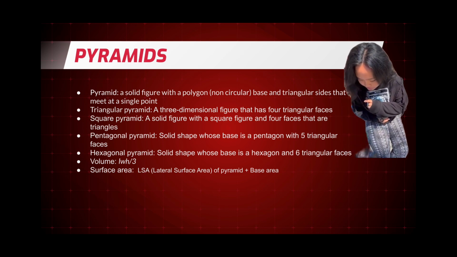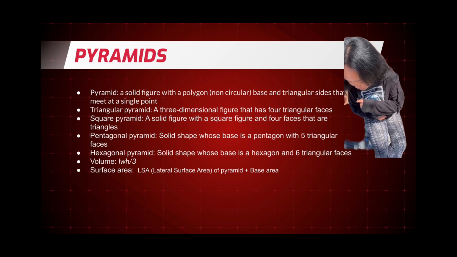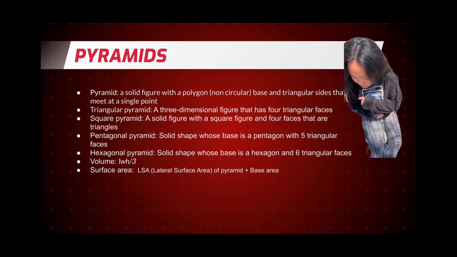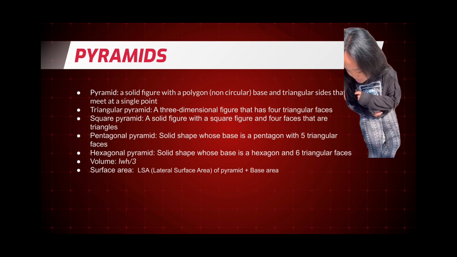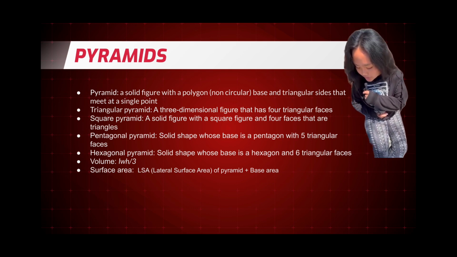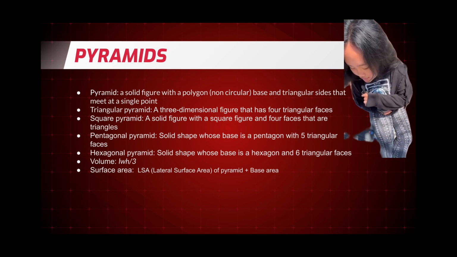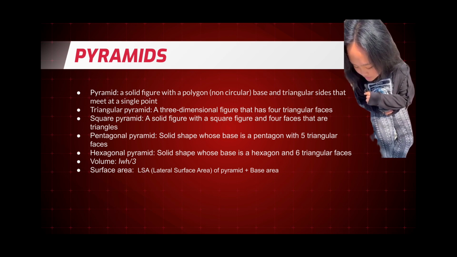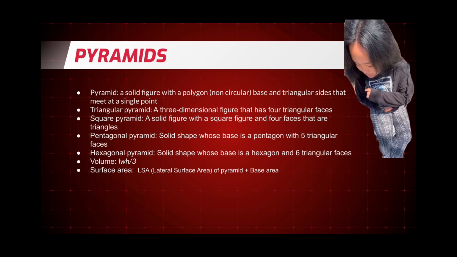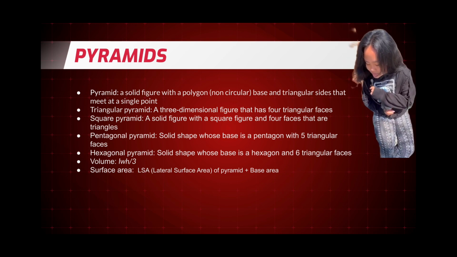The pentagonal pyramid, which is a solid shape whose base is a pentagon with 5 triangular faces. And the hexagonal pyramid, which is a solid shape whose base is a hexagon and 6 triangular faces. To find the volume of the pyramid, you have to do length times width times height divided by 3. And to find its surface area, you have to do LSA, or the lateral surface area of a pyramid, and add that to the base area.